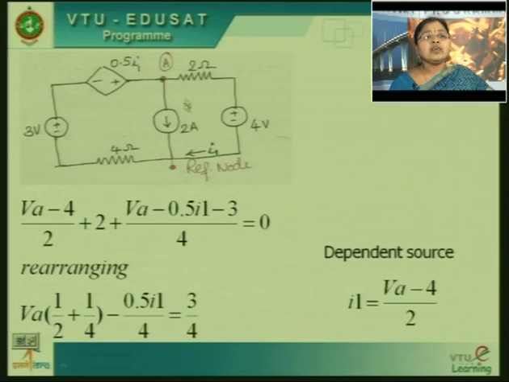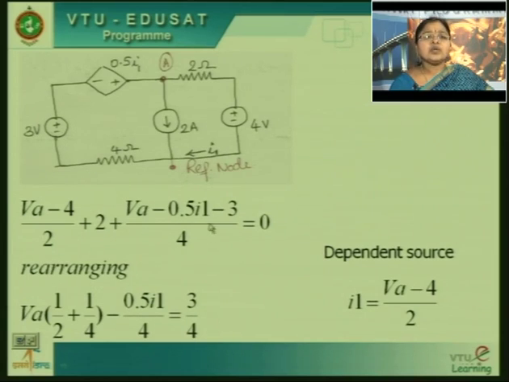I1 is what? As per the circuit diagram, I1 is nothing but the current flowing through this branch. That is what has been mentioned here. So, this branch current is named as I1. So, I1 is equal to (VA minus 4) divided by 2. That is your I1. VA minus 4 by 2 is I1. This branch current is named as I1. I1 is equal to this.